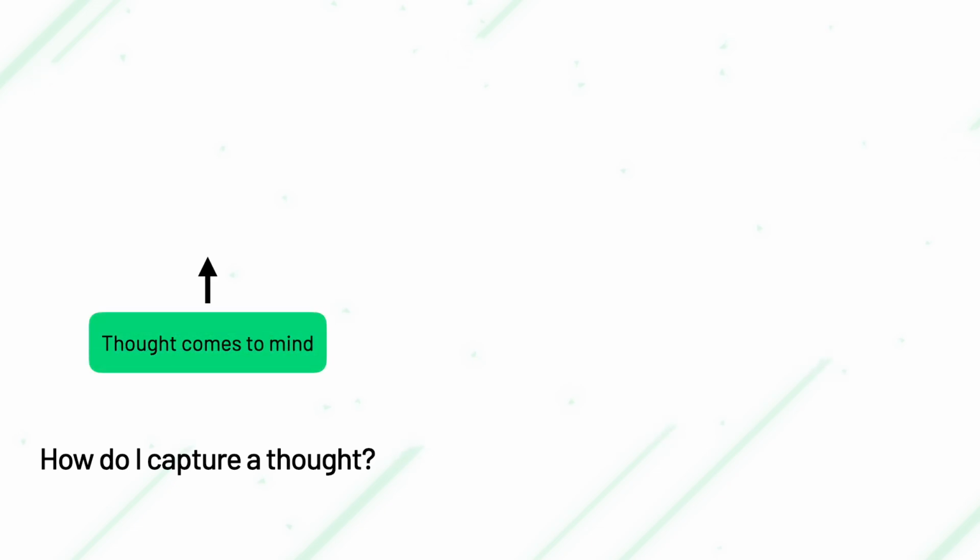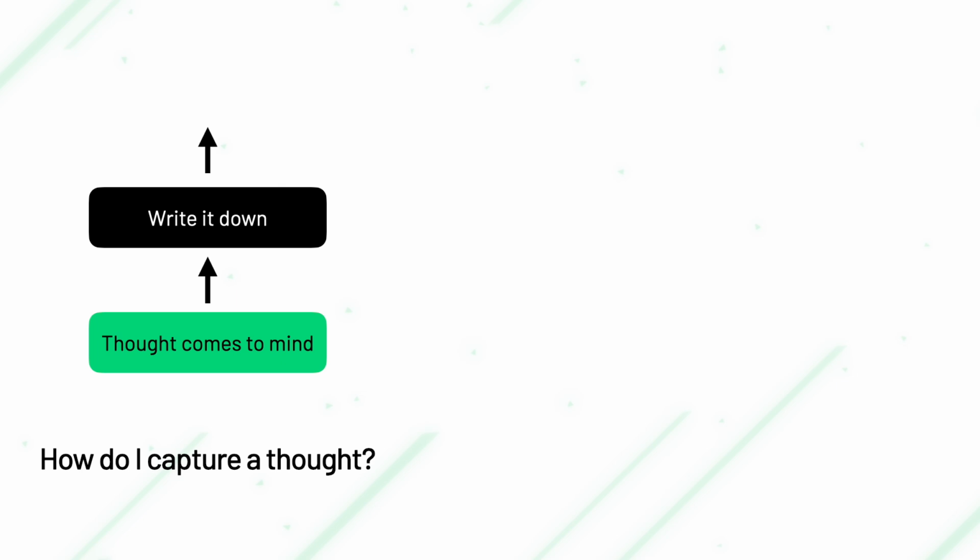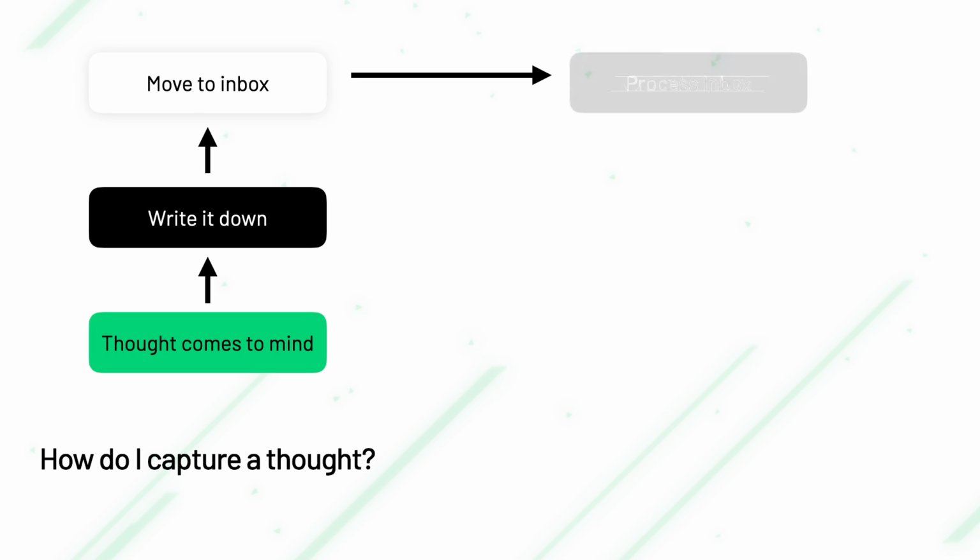Here, let me give you an example so you can get a better idea. How do I capture a thought? First, a thought comes to my mind. Second, I quickly write it down before I forget it. Third, I move what I wrote down to an inbox. That way I don't lose it and I know exactly where I can find it later. This allows me to avoid scattered information. Fourth, I process my inbox daily.